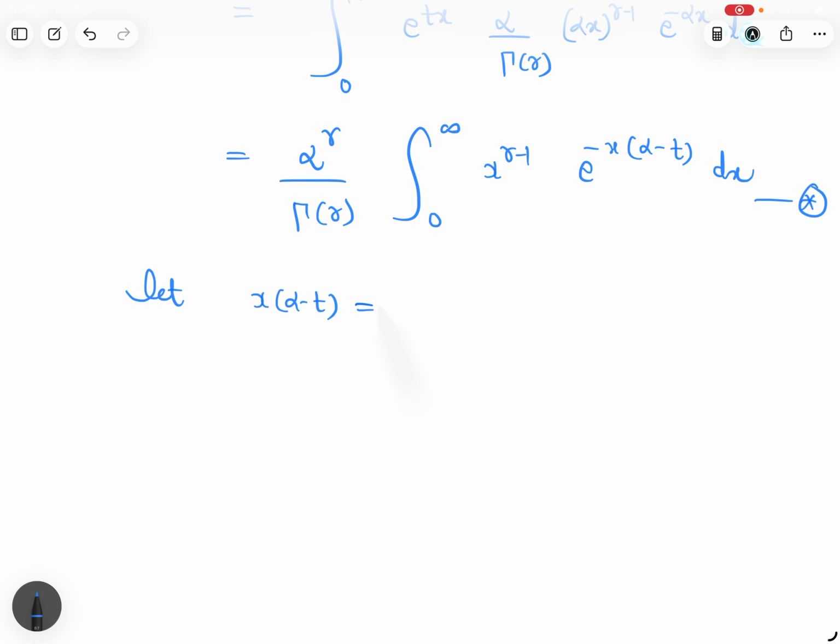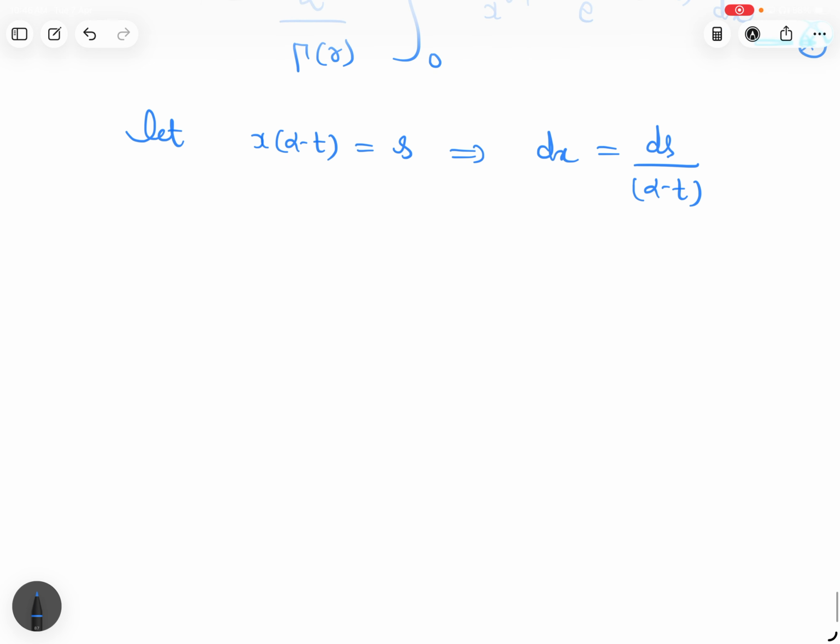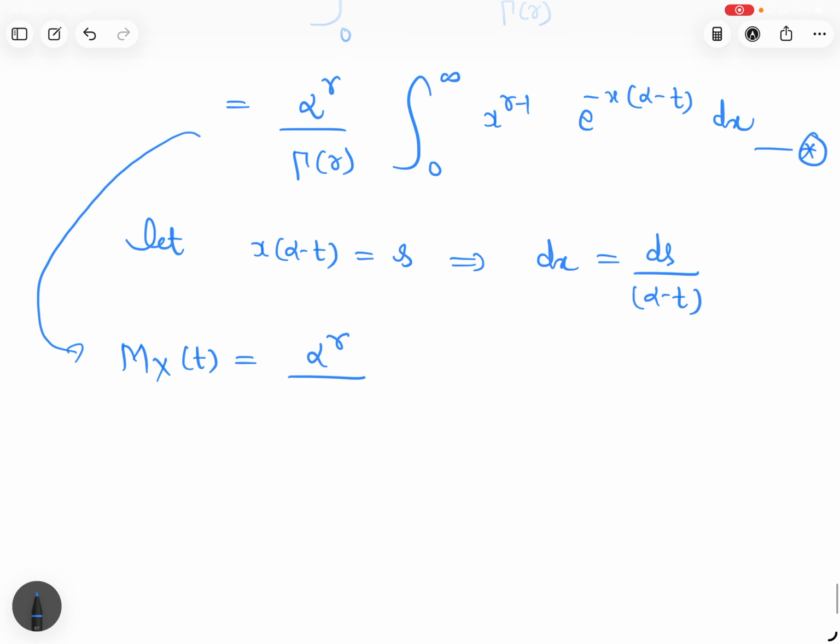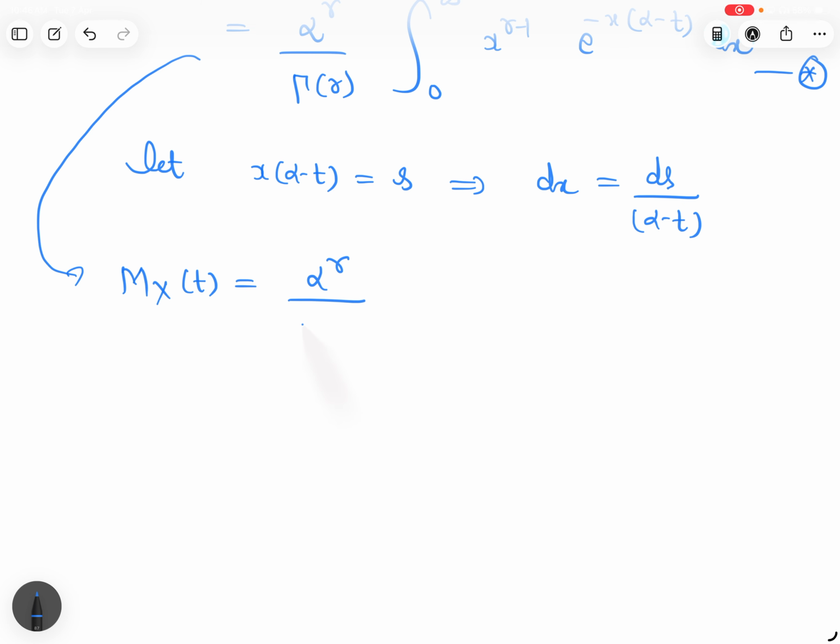You first notice one thing here. This alpha minus t has to be positive, because we are taking a substitution. That means alpha is greater than t. So in this way we can calculate the moment generating function of the gamma distribution.